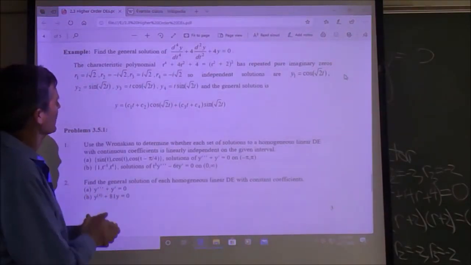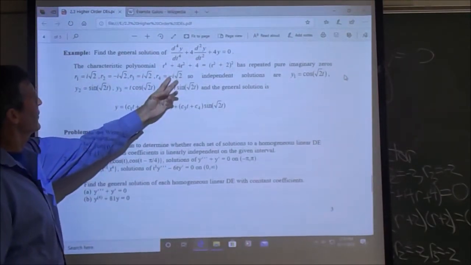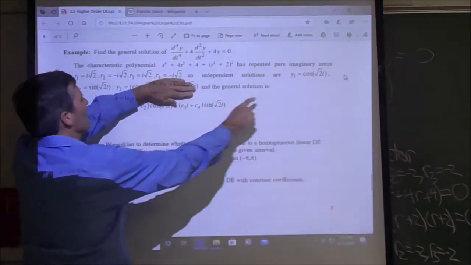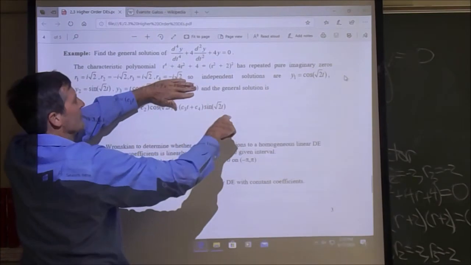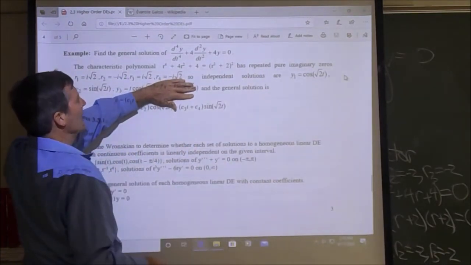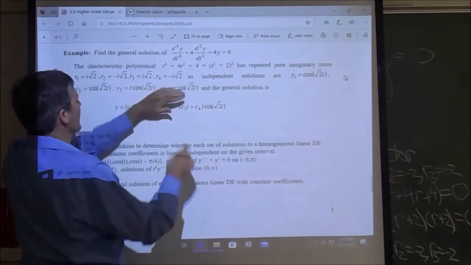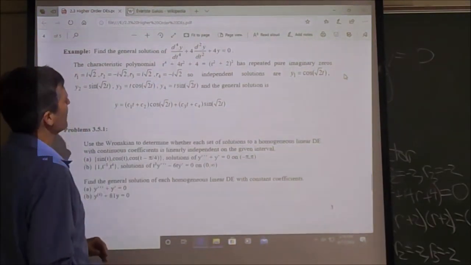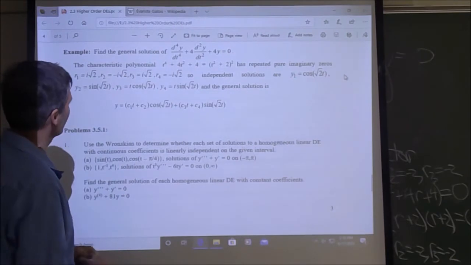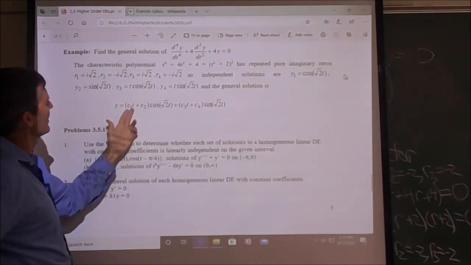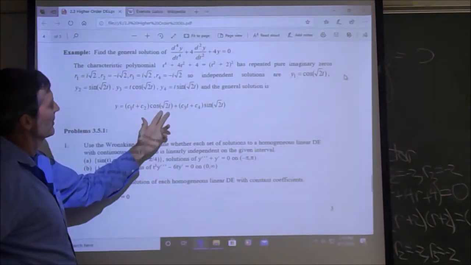So those are two solutions, but then they repeat. What do we do for the repeated ones? We just multiply each of these by t. So it's the same solutions you would have gotten for 0 plus square root 2 i for second order equations, but just two more multiplied by t because you've got those repeated. You can write this succinctly as (c1 t plus c2) times cosine square root 2 t plus (c3 t plus c4) times sine square root 2 t.